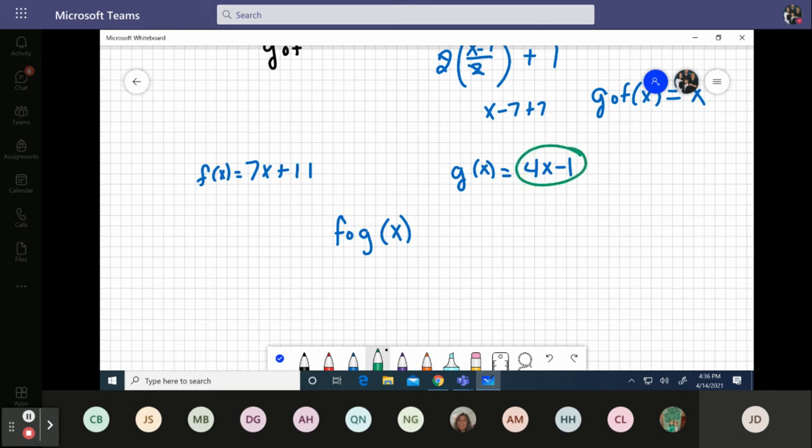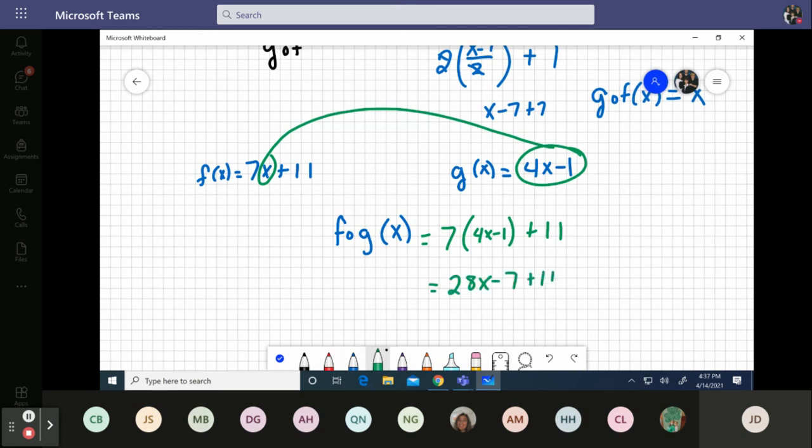This time, I have to take g and insert it. So I have 7 for x minus 1 plus 11. So f of g of x is going to be 28x minus 7 plus 11 plus 4. All right. What do you think about 1 through 5?